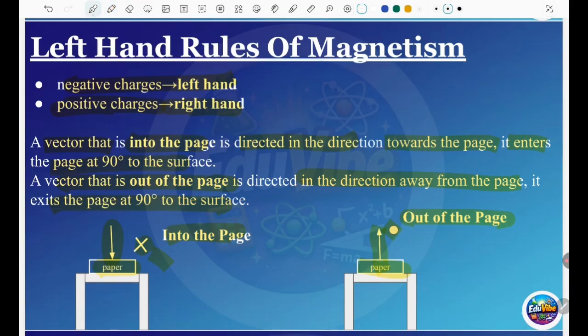So they are all 90-degree angles. That's why they mentioned that this is a 90-degree angle. They go towards the page at a 90-degree angle, and they exit the page at 90 degrees. So those are the two cases you have to know.